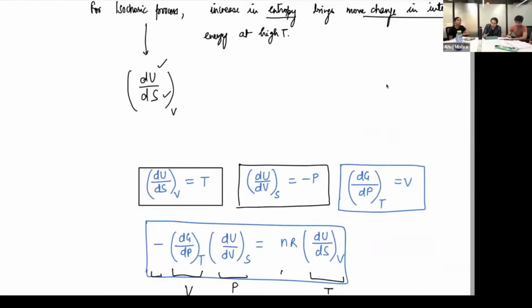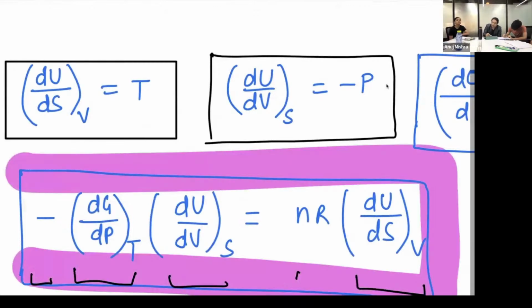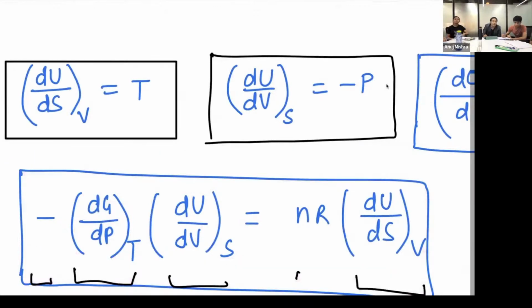Now come to this part. Write on this result. Note down. It is nothing but PV equals nRT. Why? Because minus dU over dV at constant S is P, and dU over dS at constant V is T.